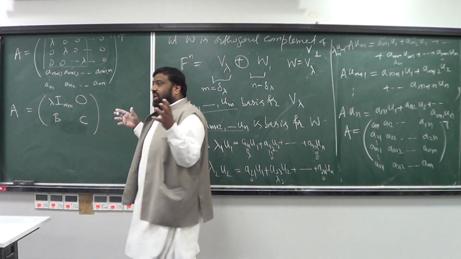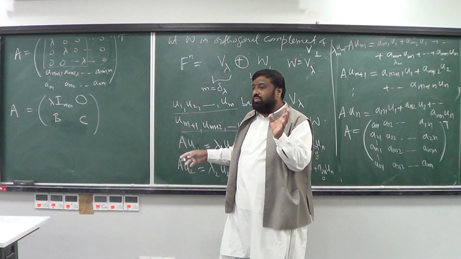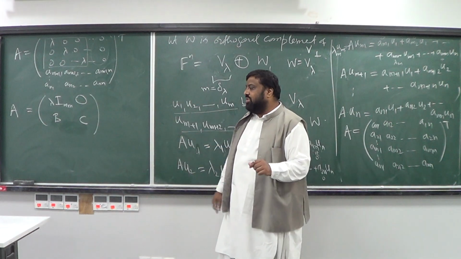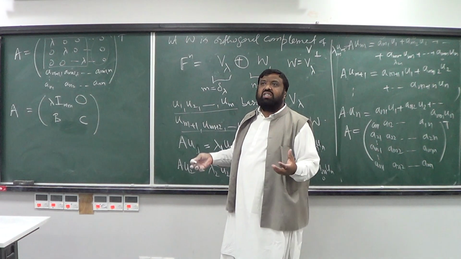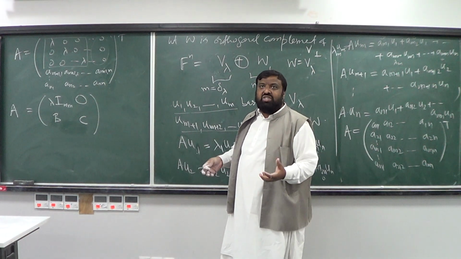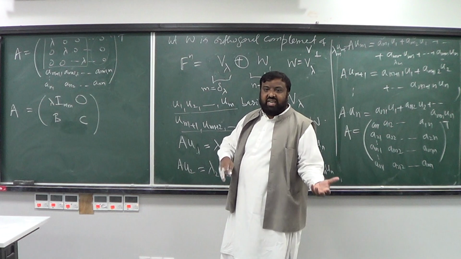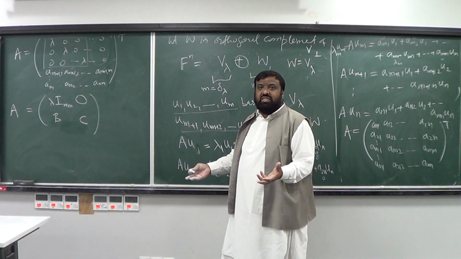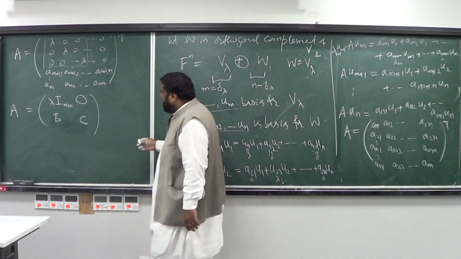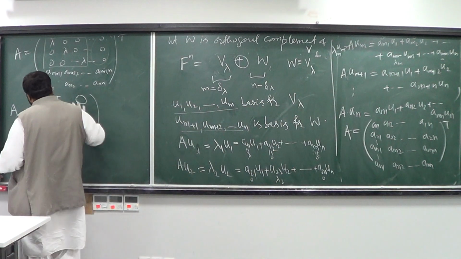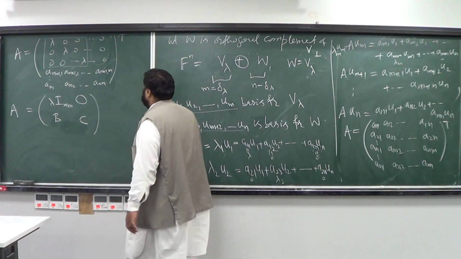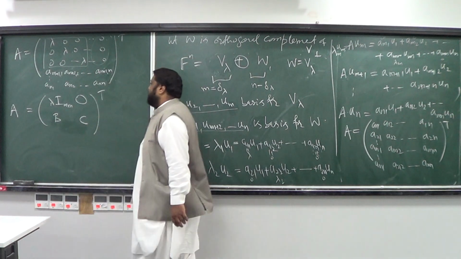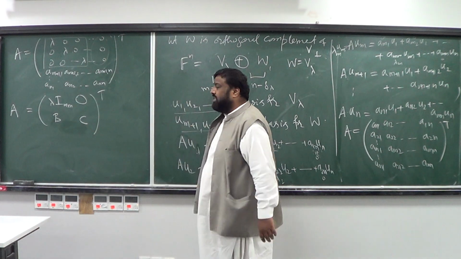So what is this conclusion telling you? This conclusion is telling you that if A is a matrix with an eigenvalue lambda with some geometric multiplicity m, the fundamental structure of A should be something like this. Maybe you need to put a transpose here. It's going to be something like this.